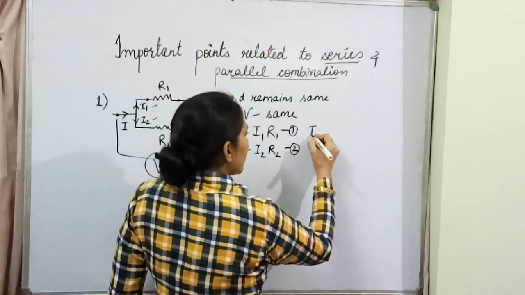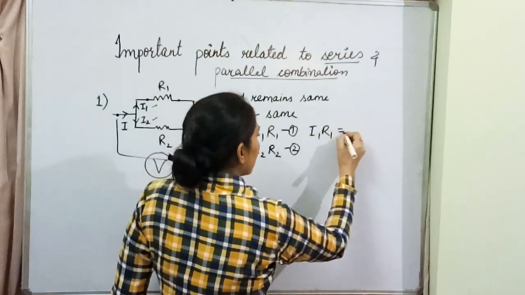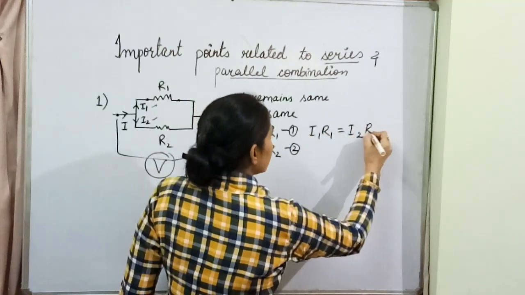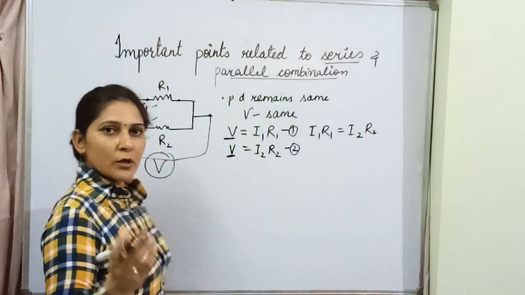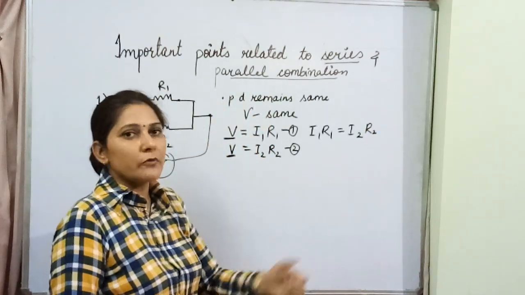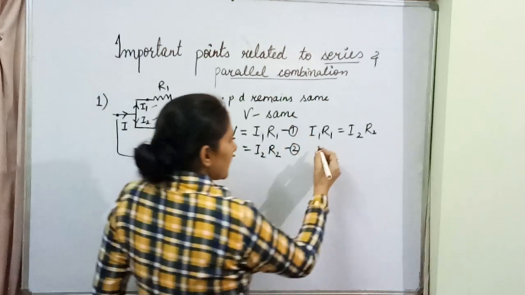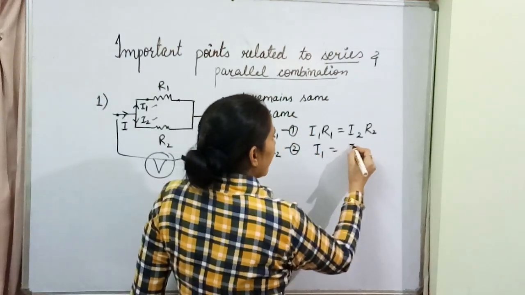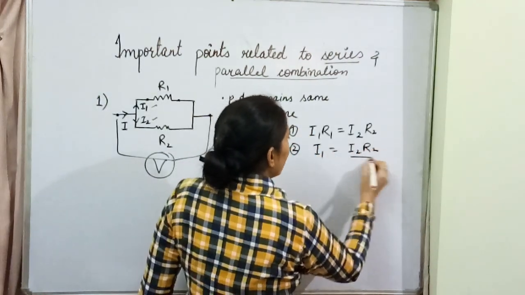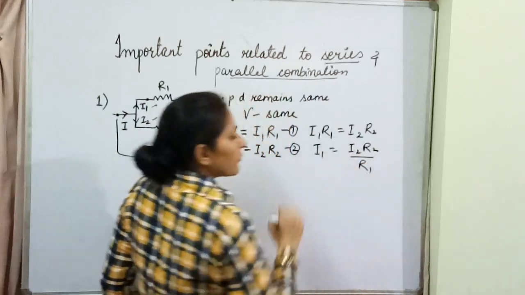So the right hand side of the equations can also be the same. So what can we write? I1 R1 is equal to I2 R2. From here you can find out any one value, either I1 or I2, that is your choice. Suppose I1 is given by I2 R2 upon R1. I brought this R1 over here.